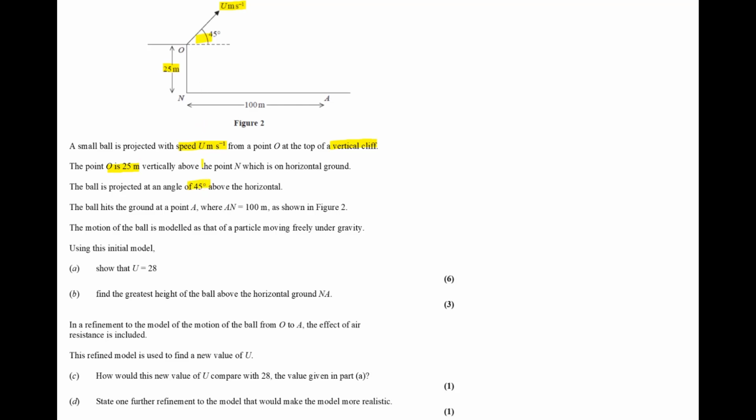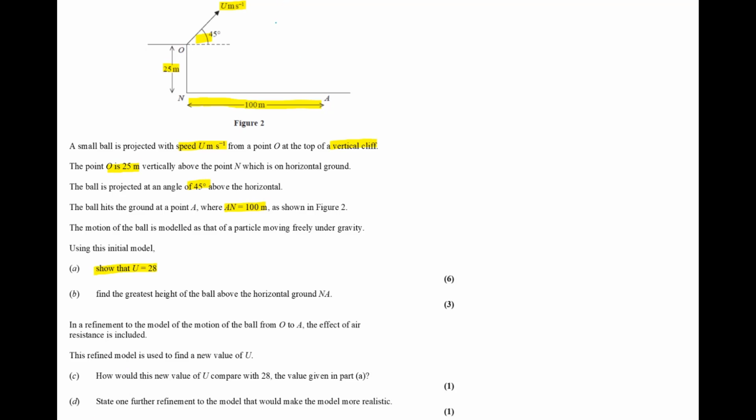But we can draw this now. So even if it was all worded, we can do it. And it hits the ground at A when that's 100 meters. So it lands at A. The motion of the ball is modelled as a particle moving freely under gravity. Using this initial model, show that U equals 28. Okay, so it's a show that one, but I'm pretty sure we've got the skills to do this. Let's give this a go. Do pause the video at any moment.